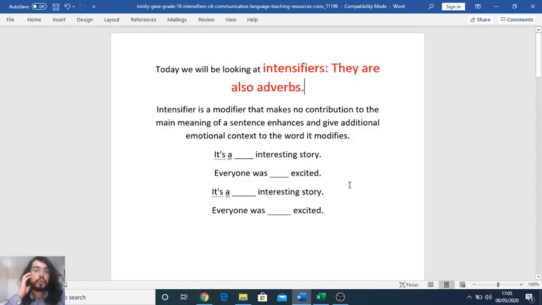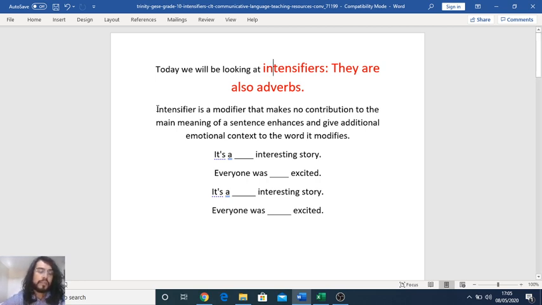Okay, so today we're going to be looking at intensifiers, highlighted in the red here. They are also adverbs, so that's one way of thinking about them too, but they are a special kind of adverb, and this is going to be very, very relevant to your conversations in everyday life, so that's going to become more obvious as we proceed.